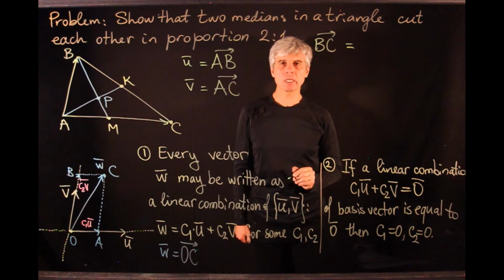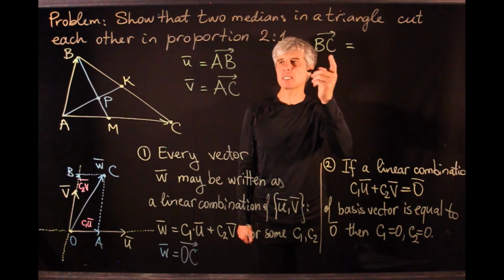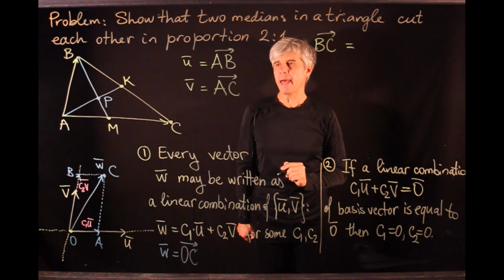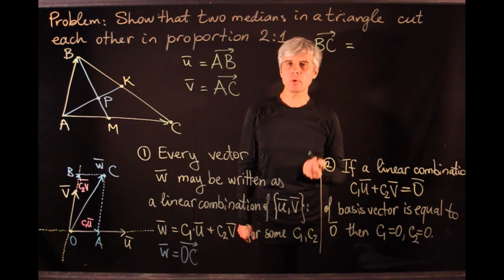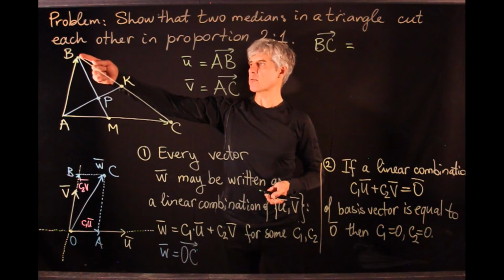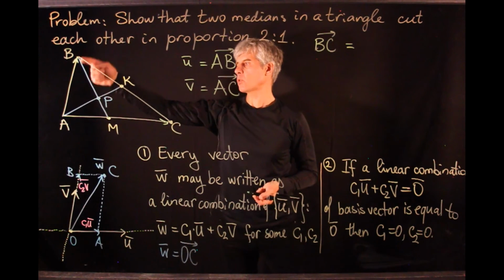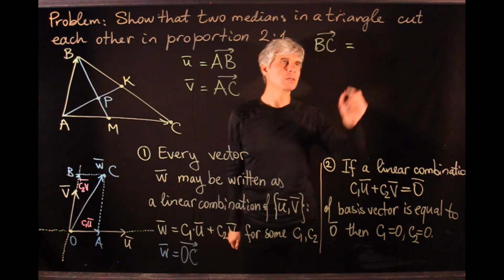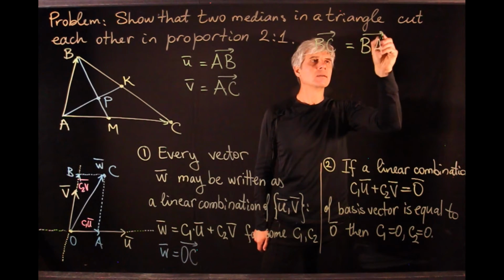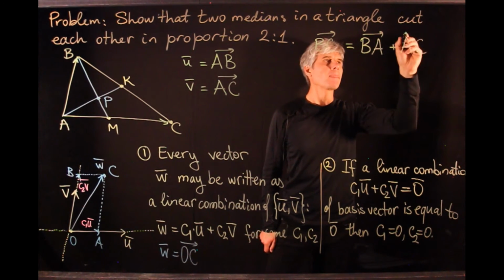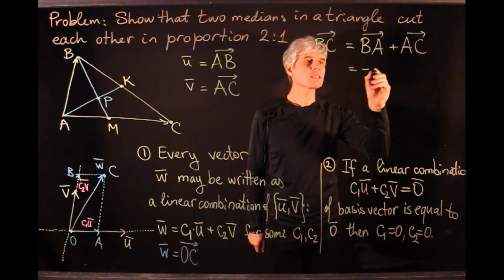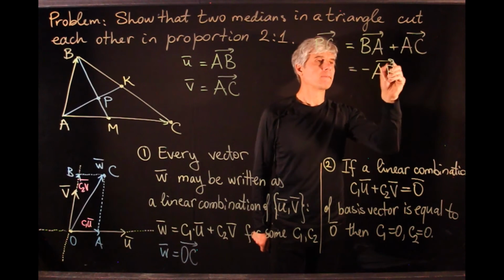So the trick is to decompose the vector BC into something related to AB and AC. And what we want to do is use the head-to-tail rule. And the trick is that instead of going directly from B to C, we are going to pass through the point A. So we're going to write BC as BA plus AC. And then we see that BA is the negative of AB, plus AC.